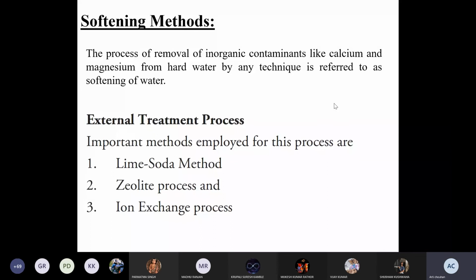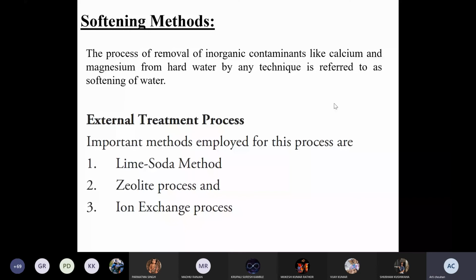In industry, three main methods are employed for softening of water, shown here on your screen. First, the lime soda method. Second, the zeolite method. And third, the ion exchange method. One by one we will discuss. The lime and soda method uses chemicals to remove the hardness from the water. The zeolite process and ion exchange process are demineralization processes, where with the help of a particular type of pads or filters, we are able to demineralize the water and remove the hardness present in it.